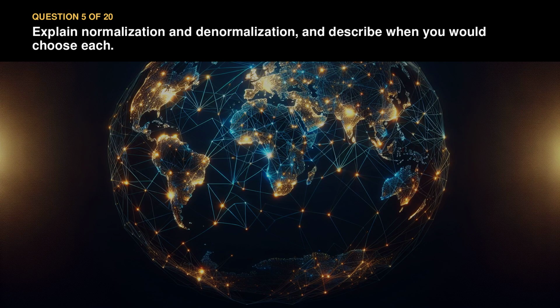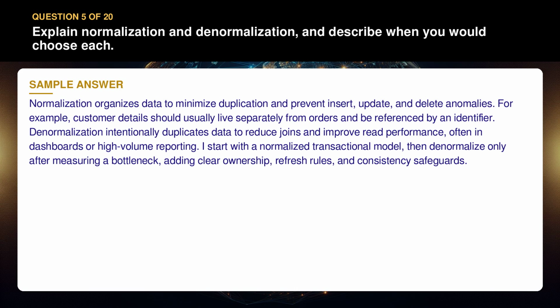Question 5. Explain normalization and denormalization, and describe when you would choose each. Normalization organizes data to minimize duplication and prevent insert, update, and delete anomalies. For example, customer details should usually live separately from orders and be referenced by an identifier. Denormalization intentionally duplicates data to reduce joins and improve read performance, often in dashboards or high-volume reporting.